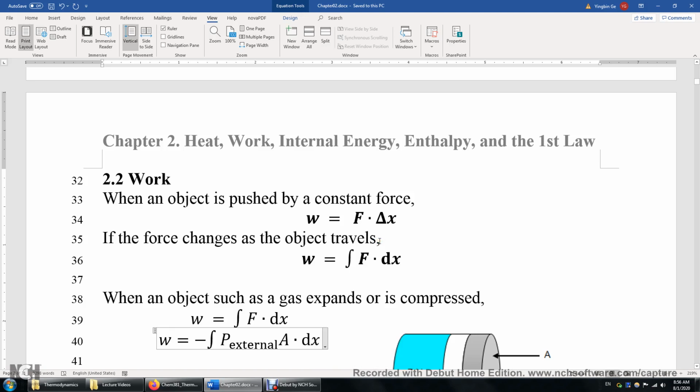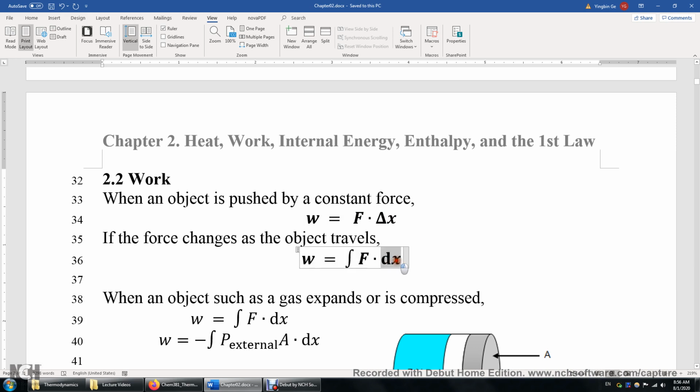Section 2.2 Work. When an object is pushed by a constant force, work is equal to that constant force times the distance this object travels. What if force changes as the object travels? Well, we'll have to resort to calculus.